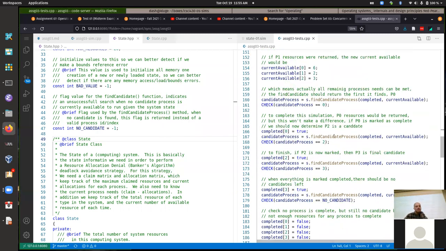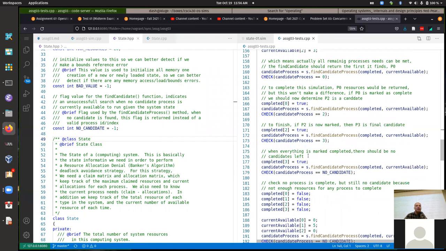Question about those first two. Hopefully you can see from the discussion that these build up the pieces so you can actually implement the full Banker's algorithm, the algorithm to test if the state is safe or not, using these components. Or rather, not to answer the question, but to run the full simulation. So find a candidate, simulate it being run, return its resources back to the available, and then keep doing that until either all the processes have been run or there's no candidates left.